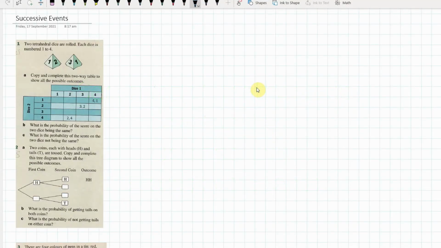Welcome Year 9 students. Today we're starting a new chapter. We're looking at probability. We've talked a little bit about this in class. So let's carry on. I've got some questions here. I'm going to go through the ones that I've set you to do.